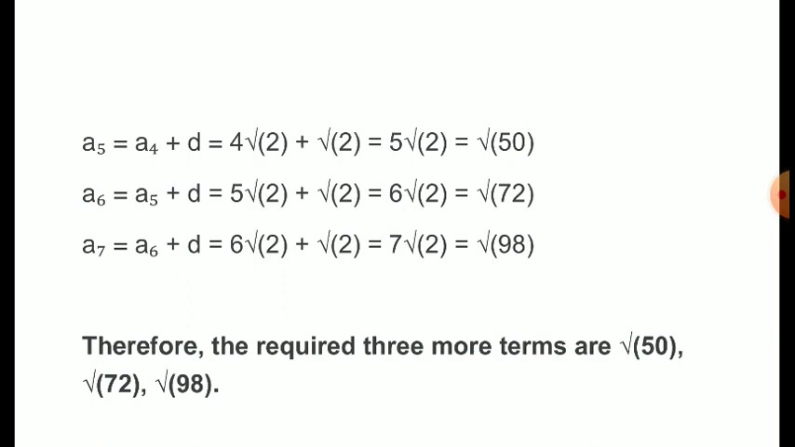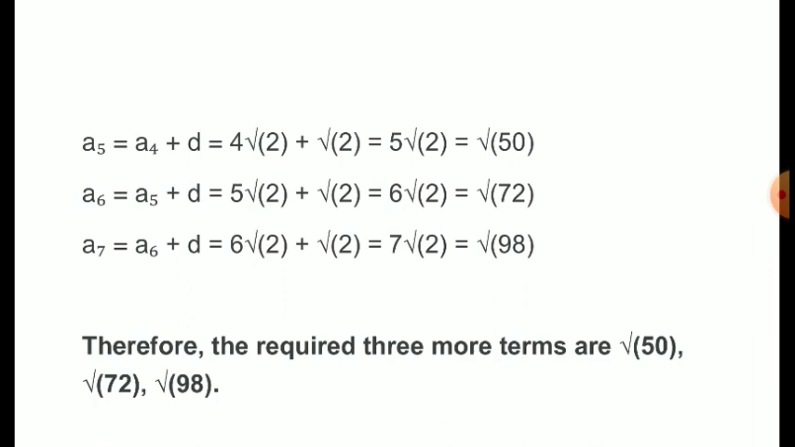Now come to the seventh term, that is A7. A7 is A6 plus D. In the same way, you can find the seventh term. Since you already found that the sixth term is 6 root 2, you put 6 root 2, don't put root 72, otherwise you may face difficulties in the calculation. That is why you put the mixed radical form 6 root 2.